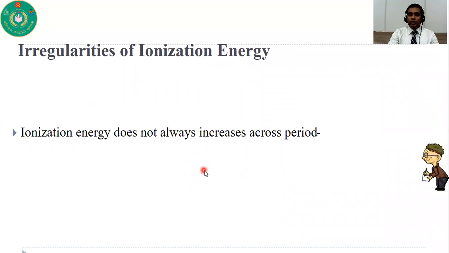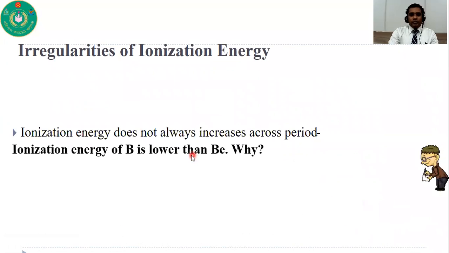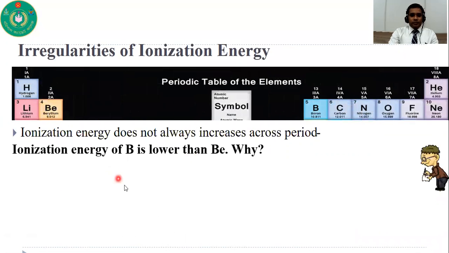Now, irregularities of ionization energy. Ionization energy does not always increase across a period. We know that ionization energy increases when we go from left to right. So, the ionization energy of boron must be greater than beryllium, but the ionization energy of beryllium is greater than boron.